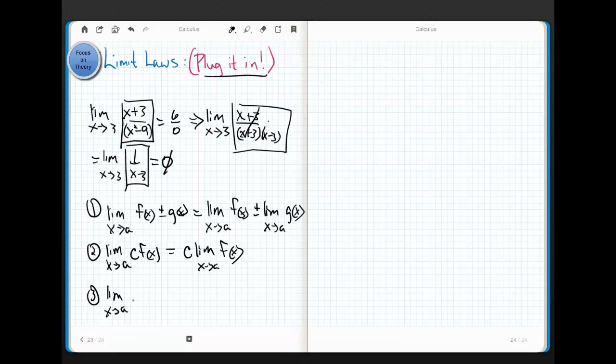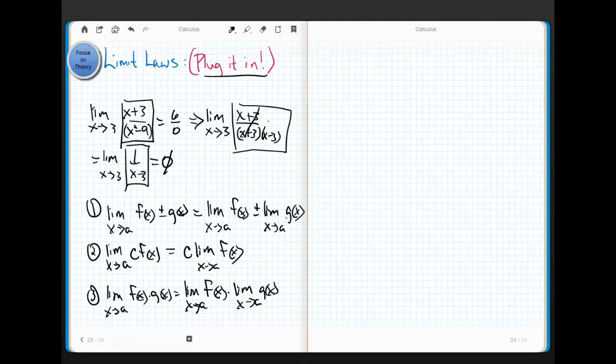Number 3 is the limit of the product. The limit as x approaches a of f of x times g of x equals, as you can probably guess, the product of the limits. So I take the limit as x approaches a of f of x times the limit as x approaches a of g of x.